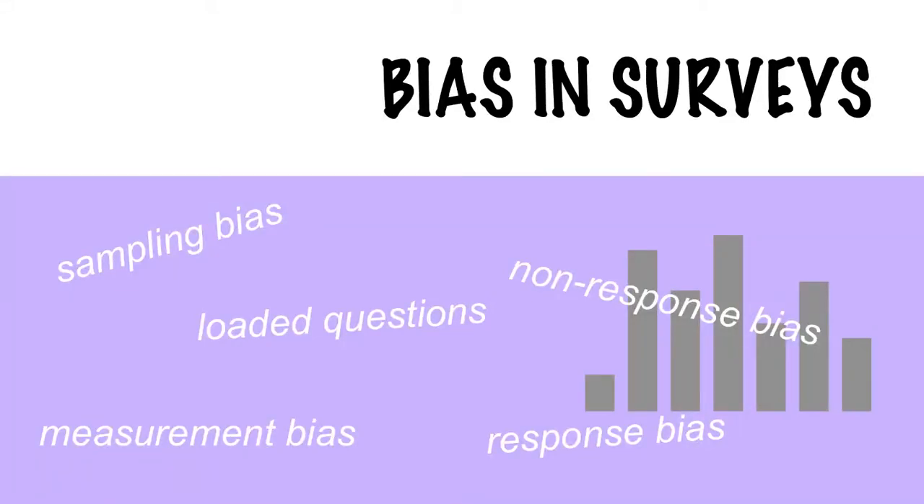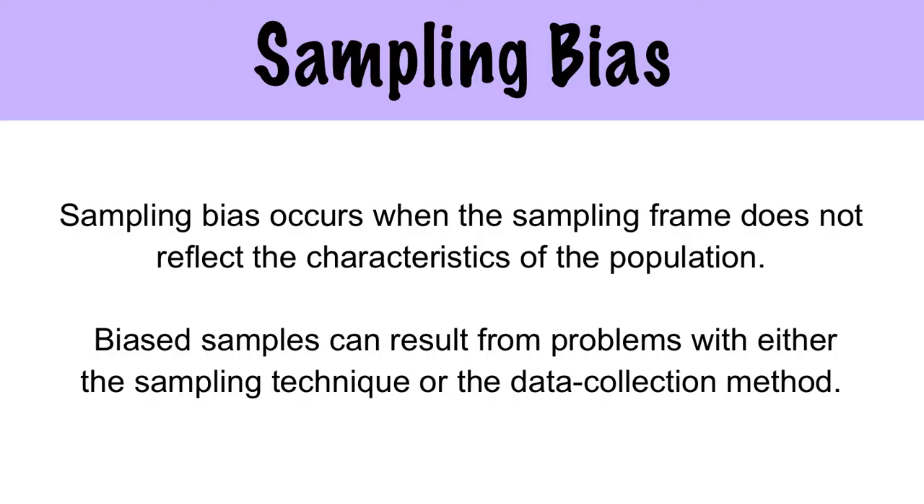Bias in surveys. So, sampling bias. A sampling bias occurs when the sampling frame does not reflect the characteristics of the population. Biased samples can result from problems with either the sampling technique or the data collection method.